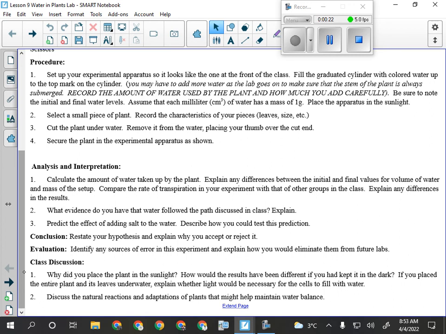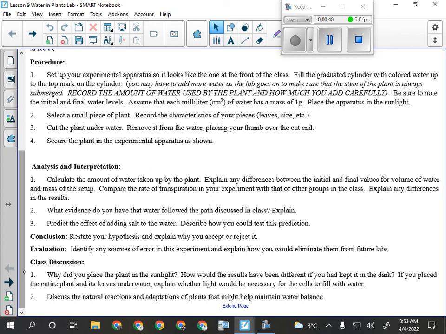So there's 3 analysis questions. Okay, the first question is just calculating the amount of water that your plant took up. So initial volume minus final volume, and you've got your change in volume. Okay, you don't need to necessarily compare with other groups, but I want to see your calculation of your final volume for question number 1. Okay. And I need you to explain any differences between the initial and final volumes. Basically, what happened to it? What do you think happened to it?